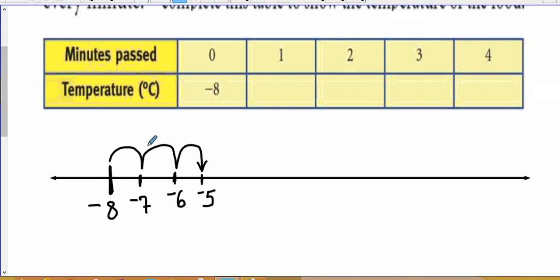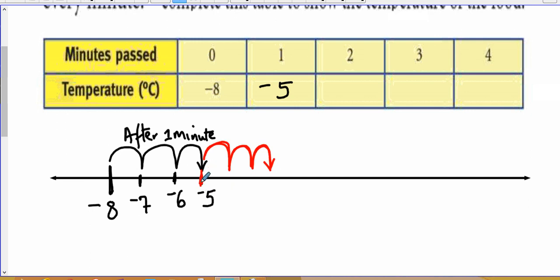See that? So after 1 minute, the temperature is -5 degrees centigrade. Now, after the second minute, the temperature will increase from -5 by 3 degrees centigrade. So from here, you have to count 1, 2, 3. Stop over here. Now we ended on -5.